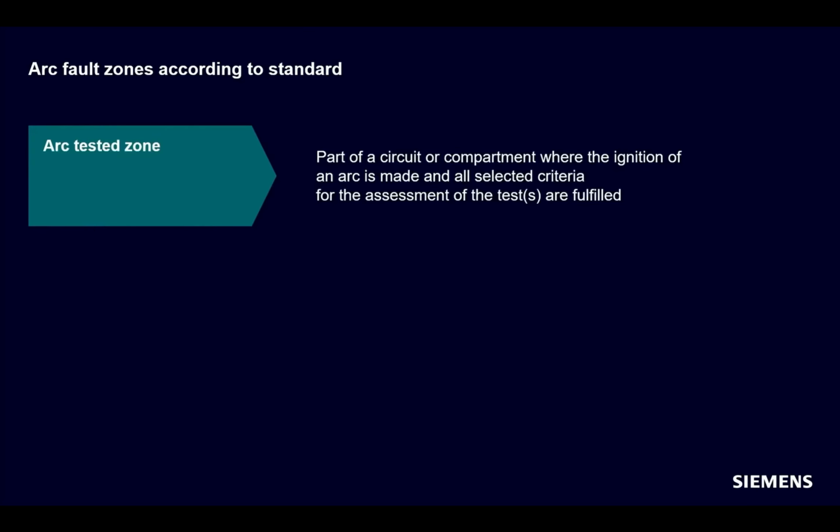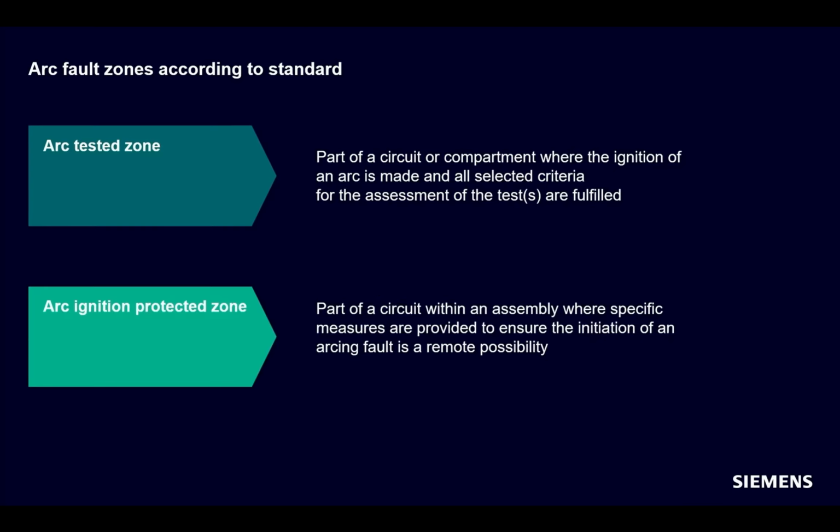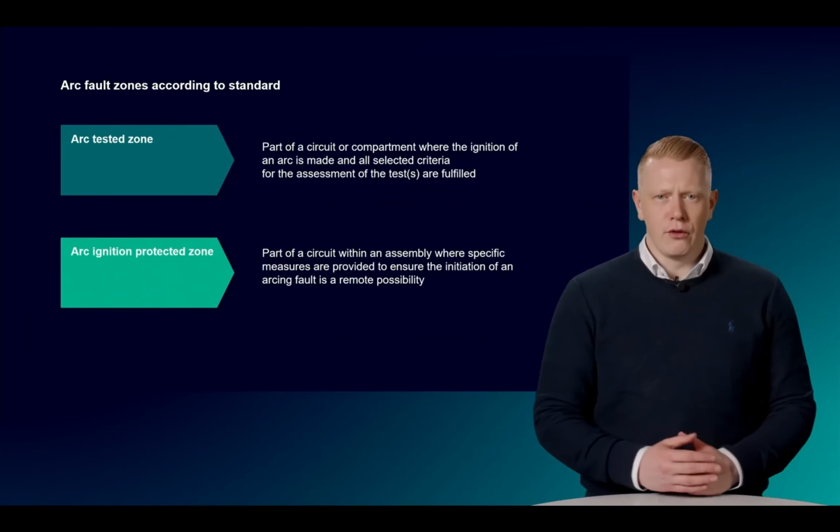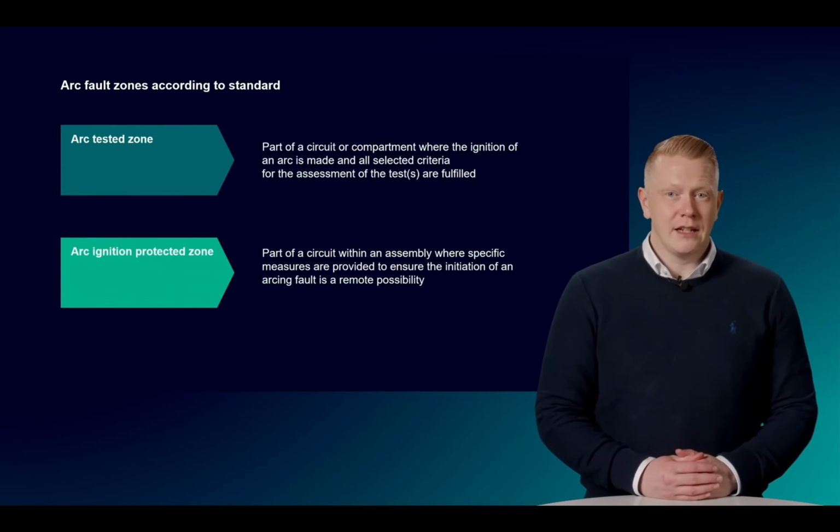On the one hand, by testing. In this case, there's an arc tested zone. And on the other hand, by taking appropriate measures that make the occurrence of an arc fault unlikely. Here, we are talking about an arc protected zone. This can be achieved, for example, by insulating conductors. In a switchboard, you will usually find a combination of both. Arc fault tested and arc fault protected zones.